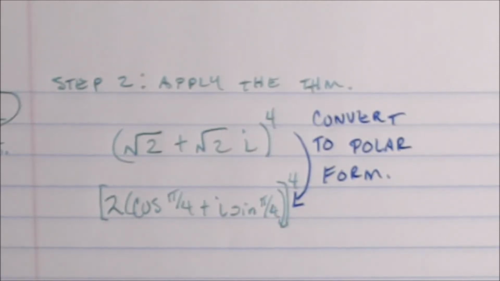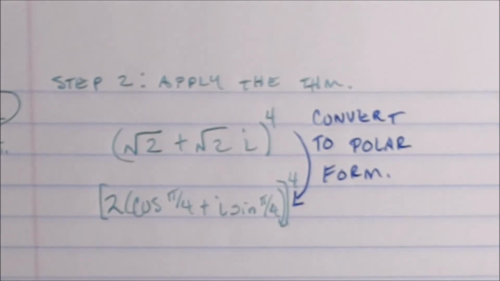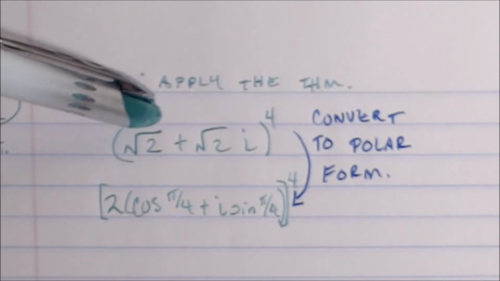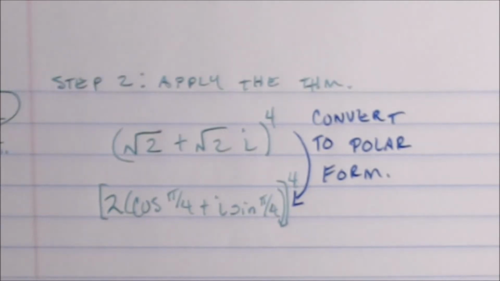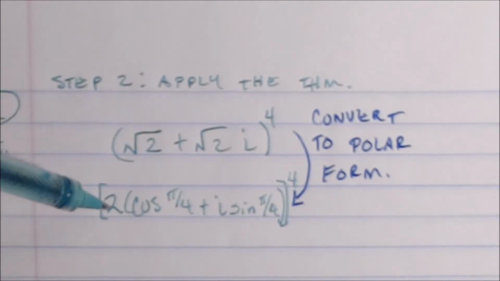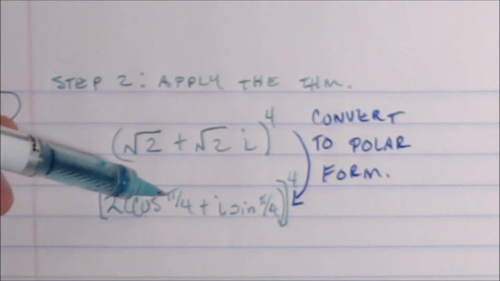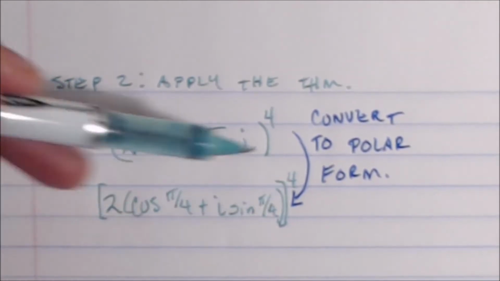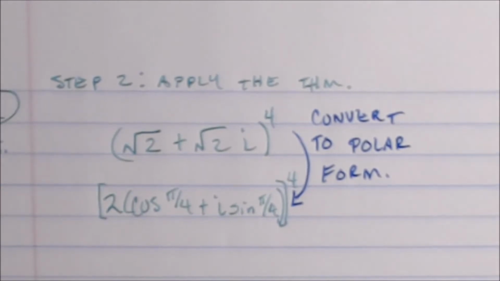Alright, so this is step 2 of that problem, expanding using de Moivre's theorem. If you remember our last video, we converted to polar form. We took root 2 plus root 2i to the 4th power and converted it to polar form. That gave us 2 times cosine pi over 4 plus i sine pi over 4, to the 4th power. So that was our last video.